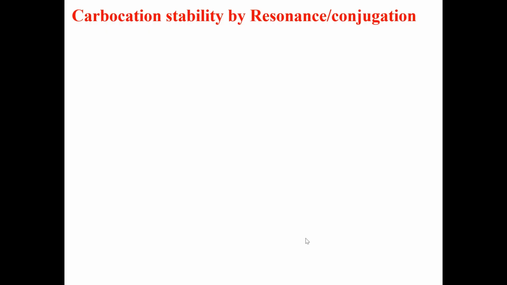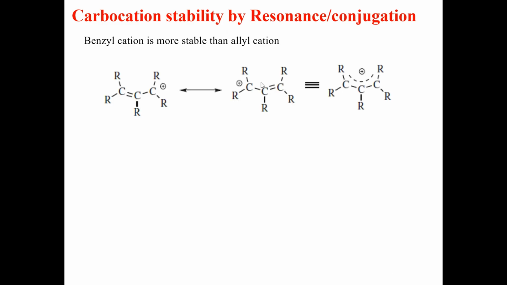If I take a benzyl cation and an allyl cation, benzyl cation will be more stable than allyl cation. Here this is an allyl cation. The pi electrons here move towards this positive center. Once these electrons move, the new carbocation is formed on the adjacent carbon, and the electrons are shared between this carbon and this carbon. And that's why it is stabilized.